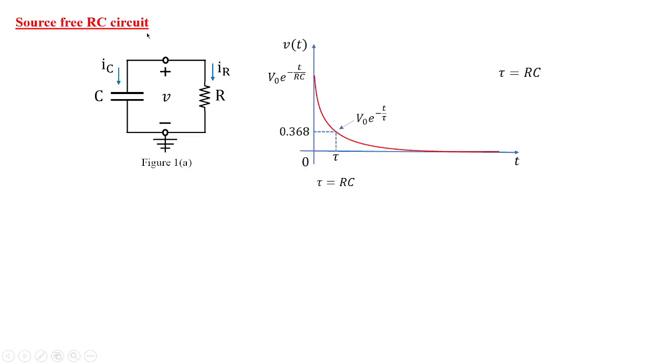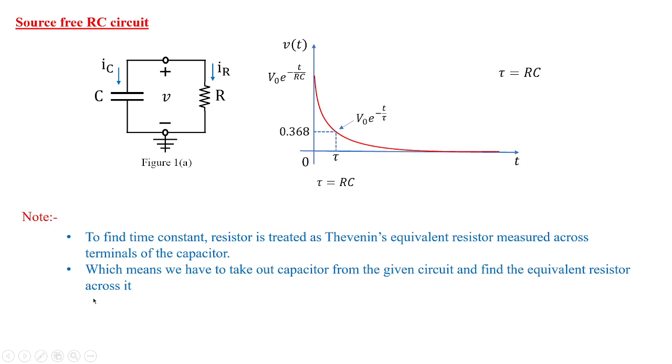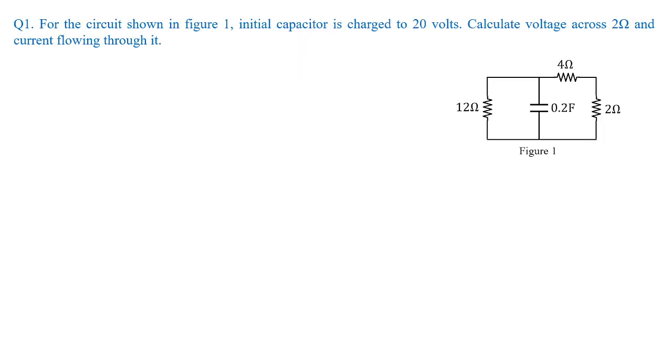So for a source free RC circuit, we got the time constant as RC. This you remember. Also, when you take the actual conditions for resistors and capacitors, we need to note that to find the time constant, the resistor is treated as Thevenin's equivalent resistor measured across the terminals of the capacitor, which means we have to take the capacitor out of the given circuit and find the equivalent resistor across it. How this is done, we'll see with a basic example.